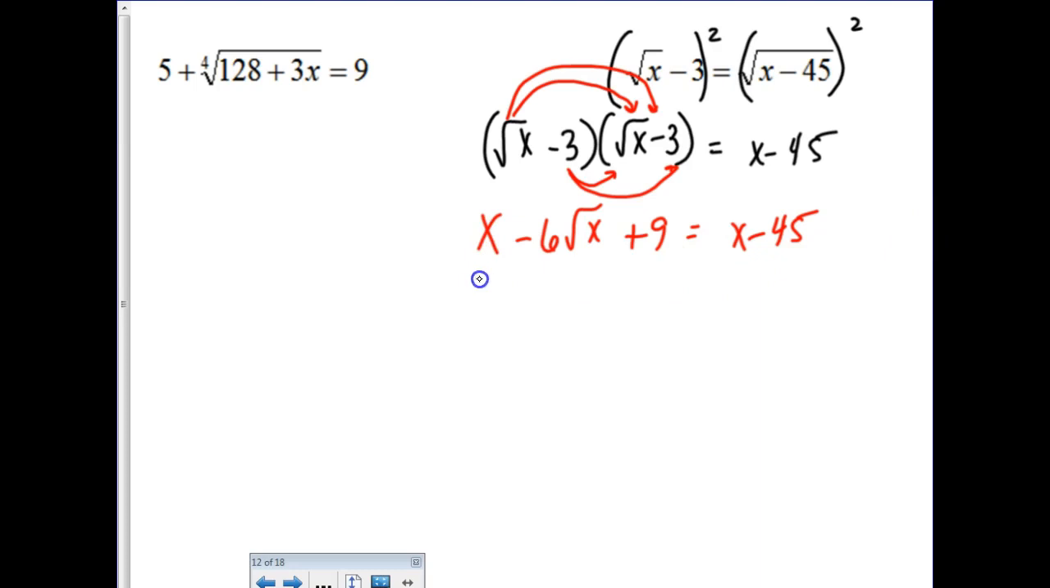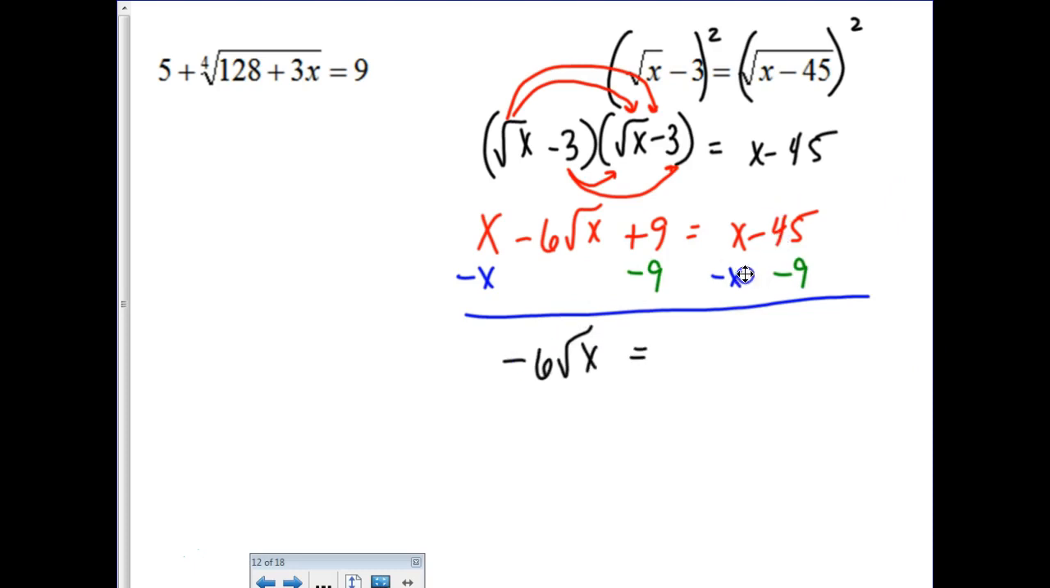So, oh, this is kind of nice, though. The x's cancel. I'm going to go ahead and subtract the 9. So I have negative 6 square roots of x equals negative 54. I know you guys are looking at me like I should be able to subtract those, but I can't.